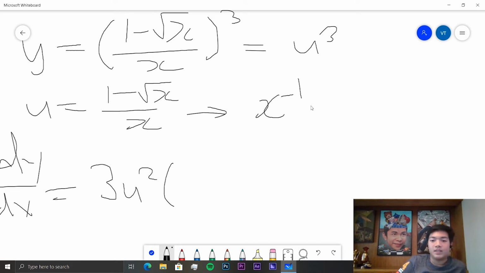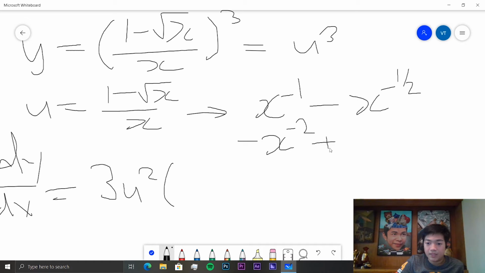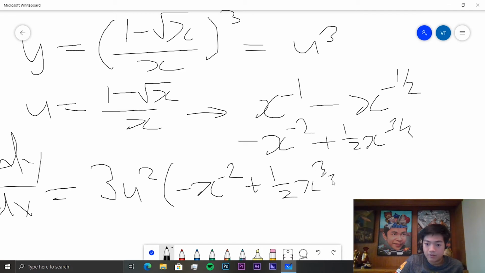So x to the minus 1 minus x to the minus 1 half. Well, what's the derivative of this? This is equal to negative x to the minus 2 plus 1 half x to the minus 3 over 2. So 3u squared times negative x to the negative 2 plus 1 half x to the 3 over 2. And then we substitute this original equation back in here.